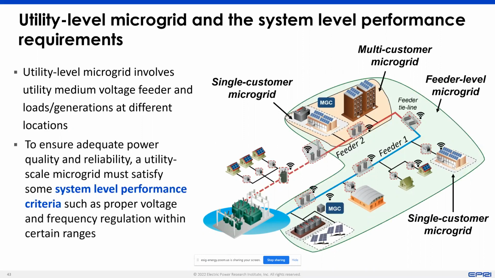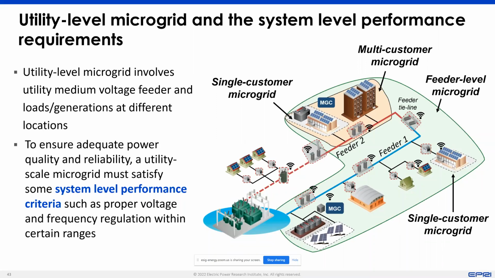So I already introduced this definition of utility level microgrid. Basically, this is the distribution substation, and then we have 2 feeders. When we talk about utility level microgrid, normally it includes at least part of the feeder. Now you also see the single customer microgrid that you have here. They can represent a single household or a facility like Walmart.